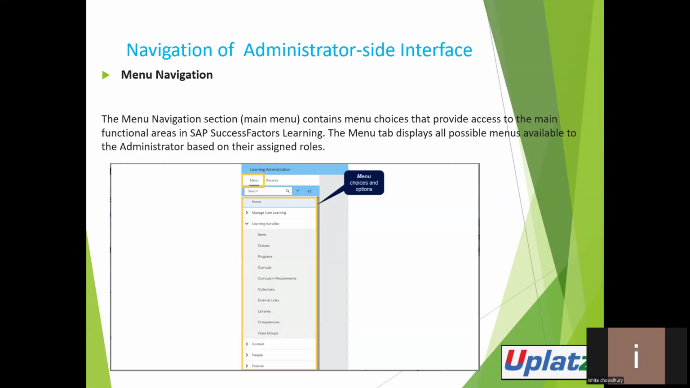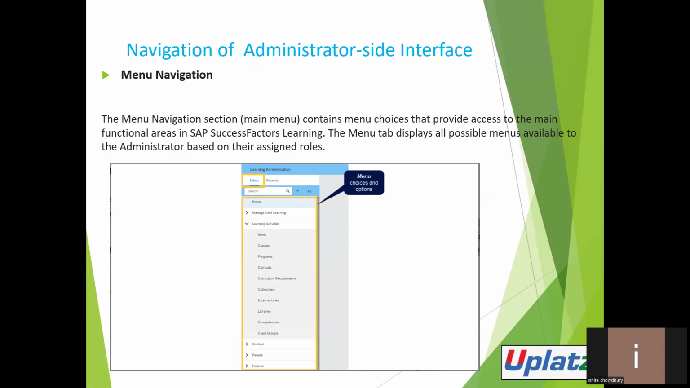The menu navigation section, main menu, contains menu choices that provide access to the main functional areas in SAP SuccessFactors Learning. The menu tab displays all possible menus available to the administrator based on their assigned roles. Yes. In the previous sessions, we talked about roles, permissions, security, permission restrictions, domain. With all of that coming into picture, everything is visible on the menu navigation option based on what is the role assigned to you, what are the permissions granted to you, and under each of the navigation options, what is the field permission provided to you. So these are all the important menu navigation options that are available.